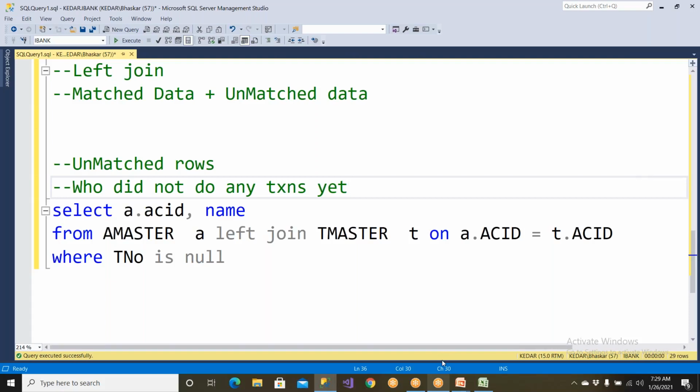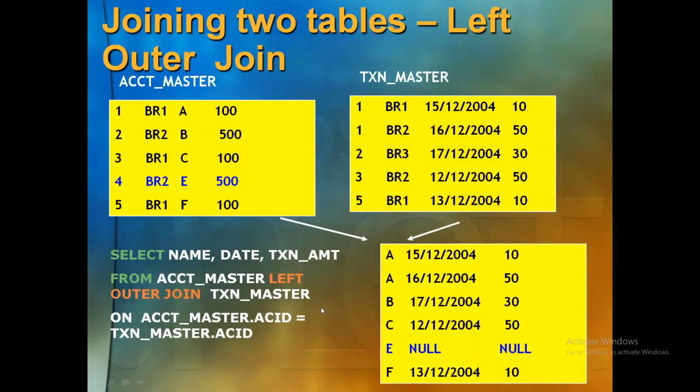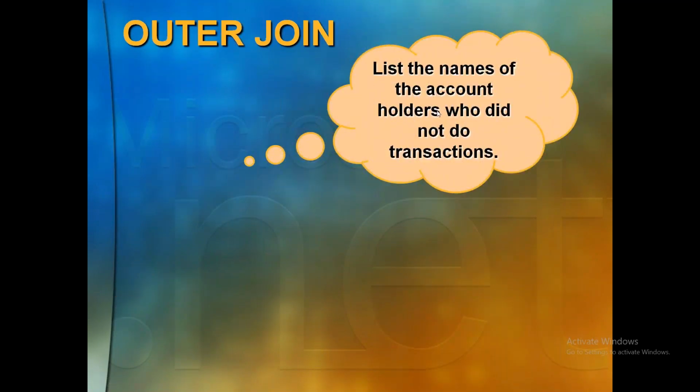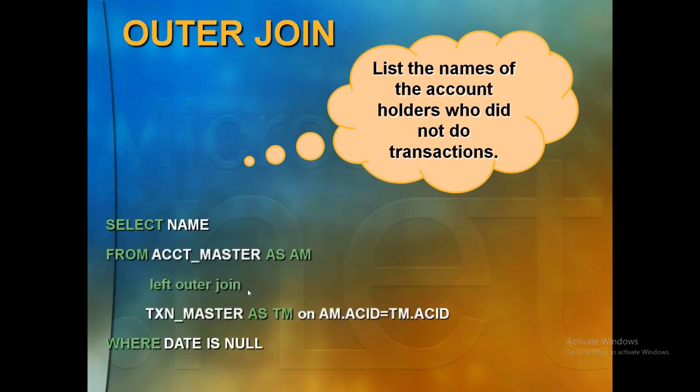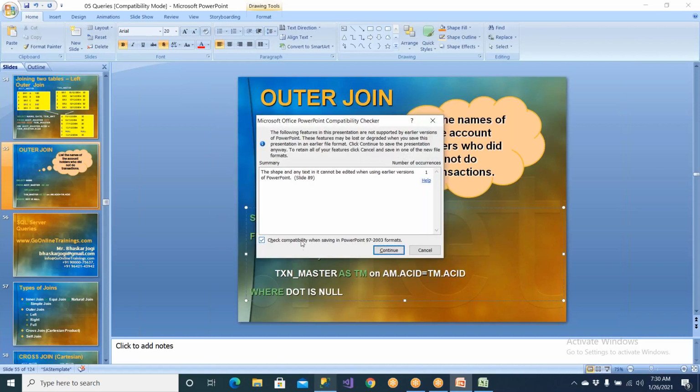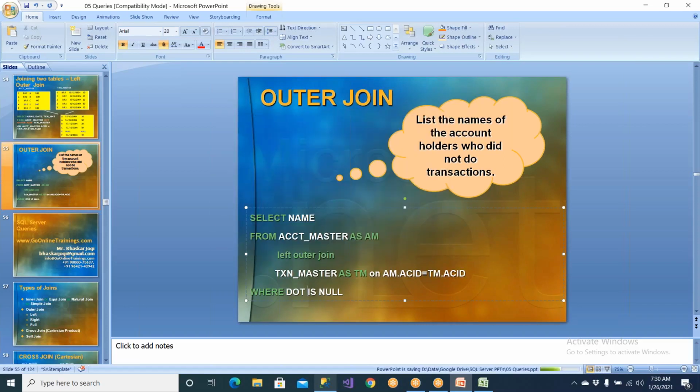Am I clear? So all these things can be done with the help of joins. So, list the names of the account holders who did not do any transaction. I have taken date. Date means a DOT column, not a date column. This is a DOT. Any column you can take from the second table. There is no issue at all.